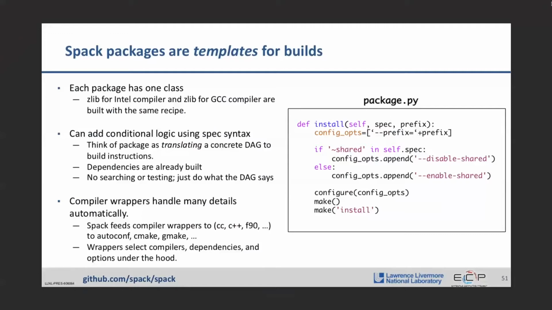I also mentioned earlier we have compiler wrappers. That handles a lot of the details for us. We don't have to construct -L, -rpath, -Wl,-rpath options in here. We can just worry about the basic logic. The compiler wrappers will handle the linking for us.